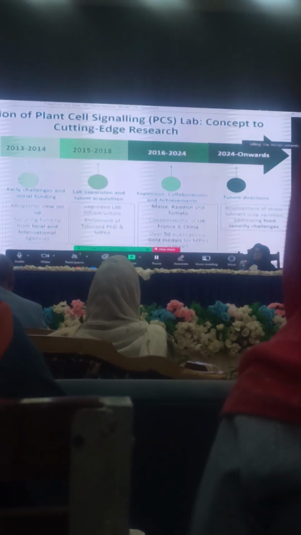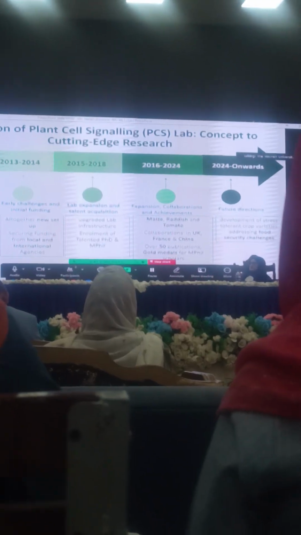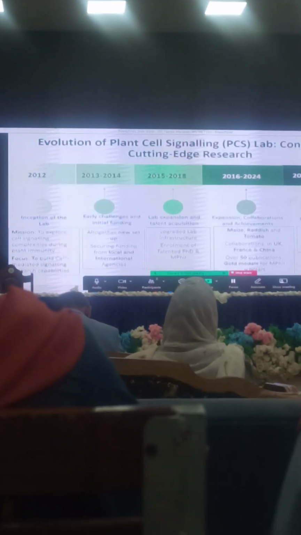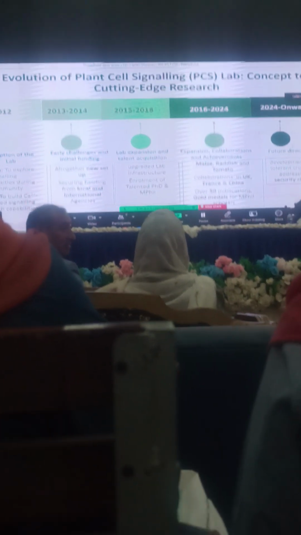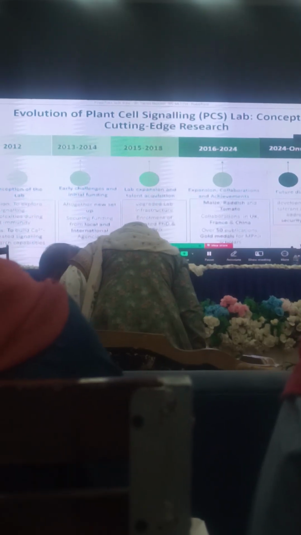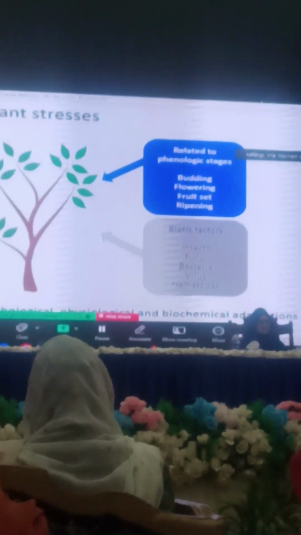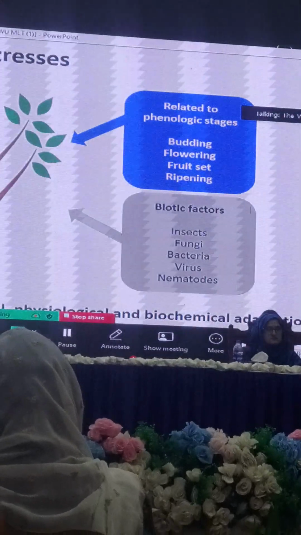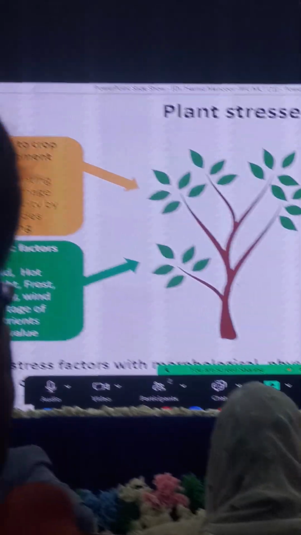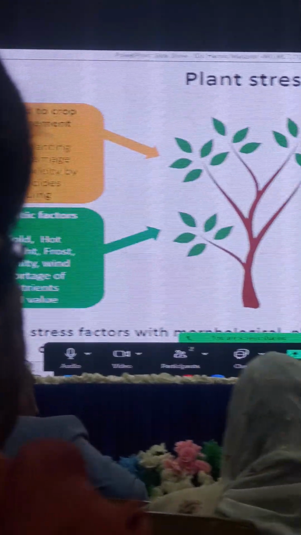I started this lab in 2012 when I joined the University Multan with the mission to explore the cell signaling complexities during plant immunity and management that would be the climate factors like drought, high temperature, radiation, that could be due to the phenological stages, and that could be related to biotic factors, due to viruses, bacteria, fungicide.